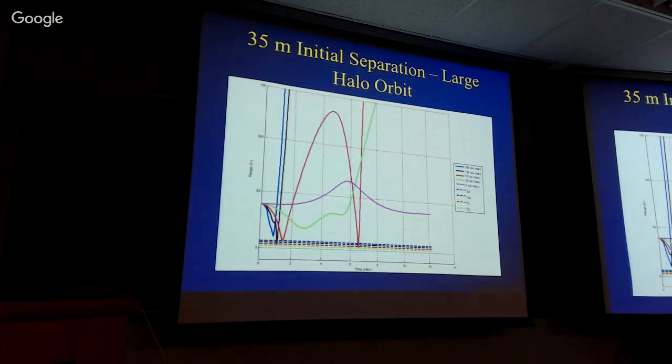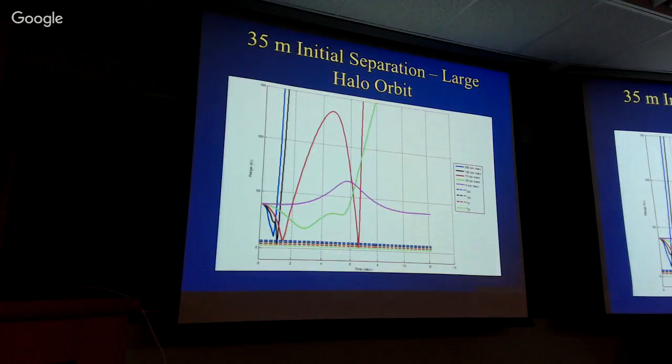So jumping forward, going right next to the asteroid, about 35-meter distance, this is a close-up plot of the range between the spacecraft and asteroid. And these dashed lines at the bottom represent the radius of the asteroid.